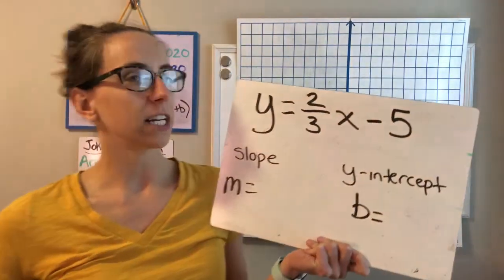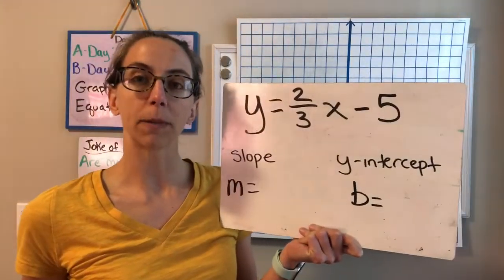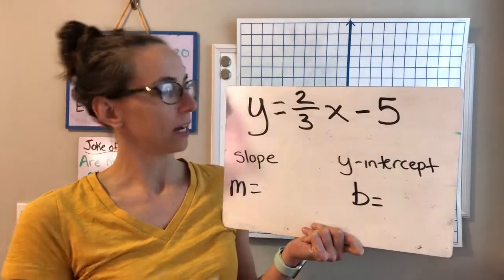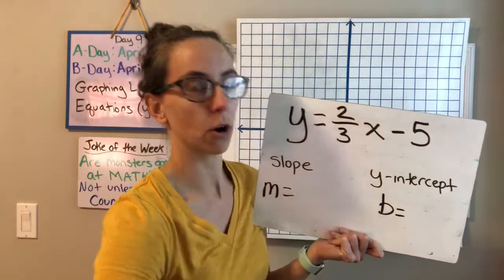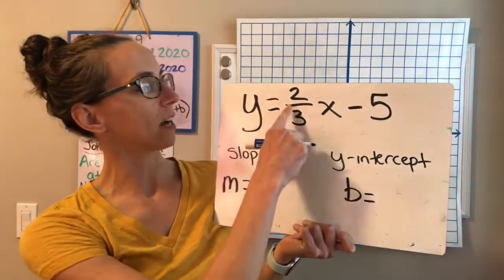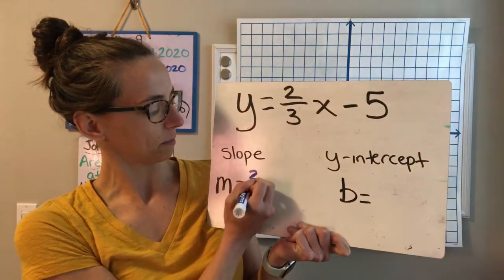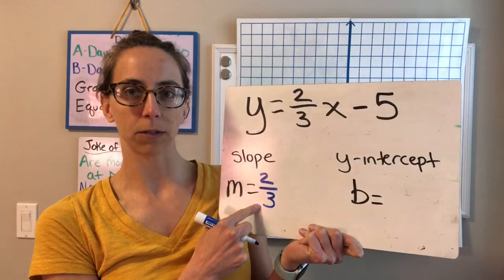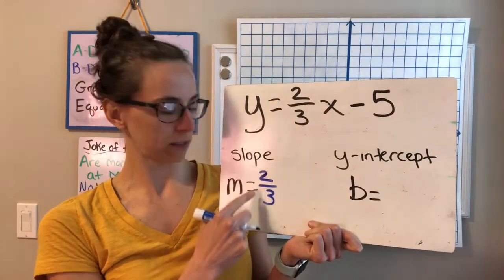The very first thing I need to do is decide which number in this equation represents my m, the slope. The slope is always next to your x variable, which means the slope of this line is 2/3. My rise is 2, my run is 3, which means we're going up 2 units, over to the right 3 units.